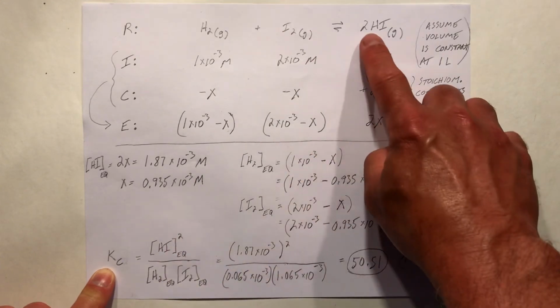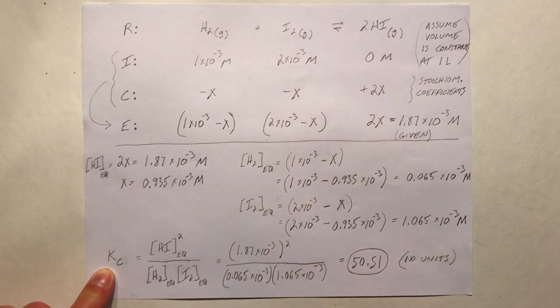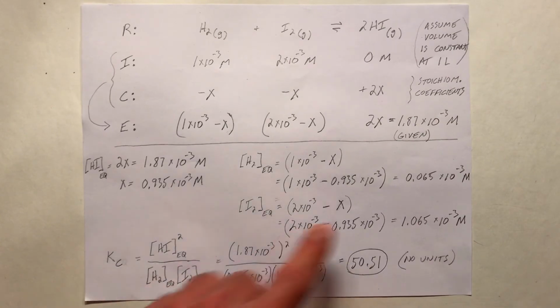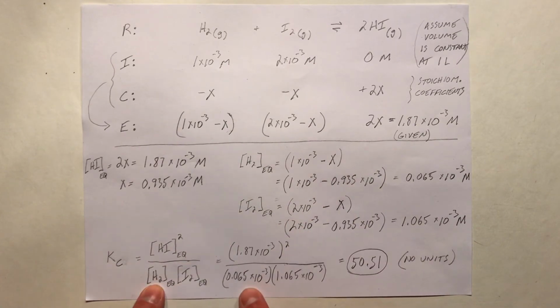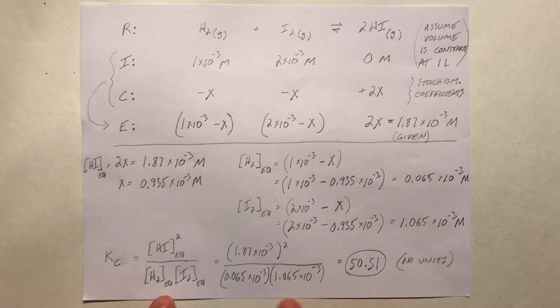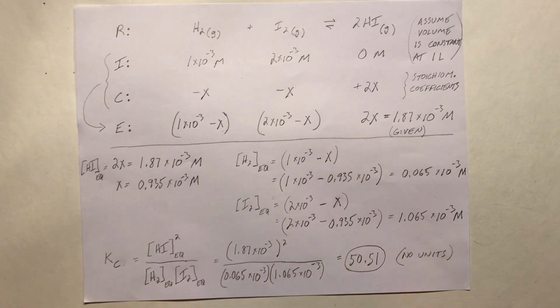HI concentration squared divided by H2 concentration divided by I2 concentration. Plug in our numbers. So I'm sorry, this is 1.87 times 10 to the negative third, squared, for HI squared. H2 is 0.065 times 10 to the negative third, and for I2, 1.065 times 10 to the negative third. Calculate that all out, and we get 50.51. And again, that's a unitless value.